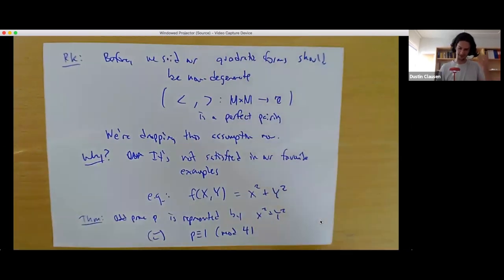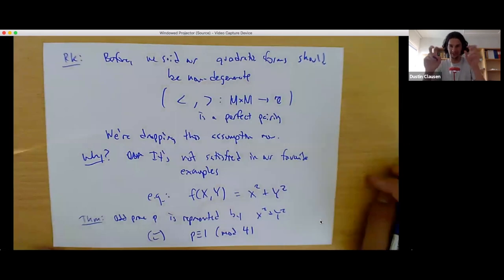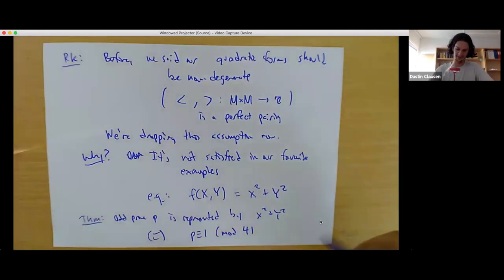These are the kinds of theorems we're going to be talking about right now: questions about representing numbers, and in particular prime numbers, by quadratic forms. And to get interesting examples, you have to allow degenerate ones. They're not really degenerate, because they're non-degenerate over the rational numbers.